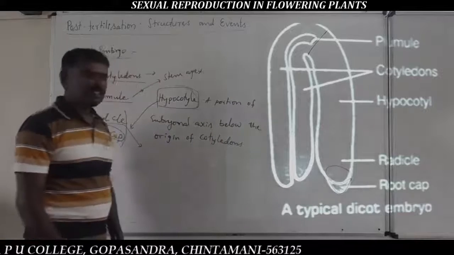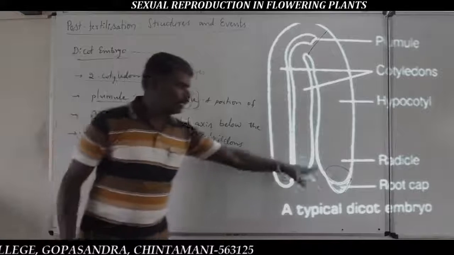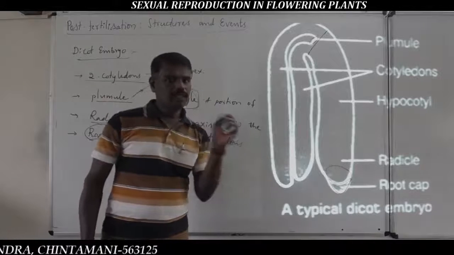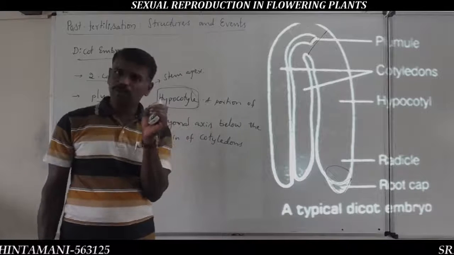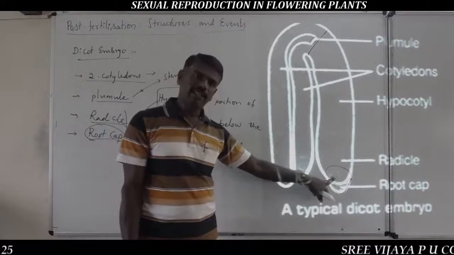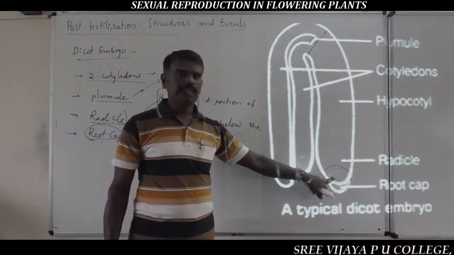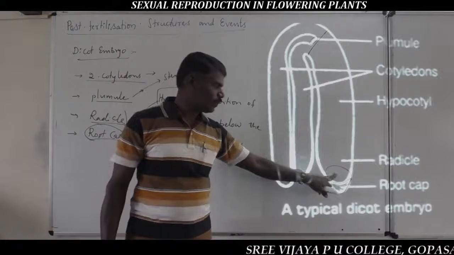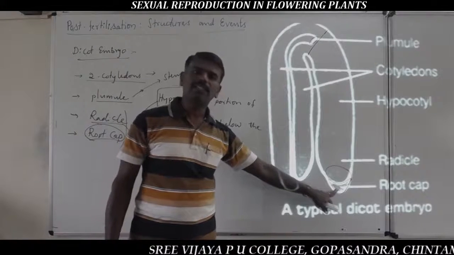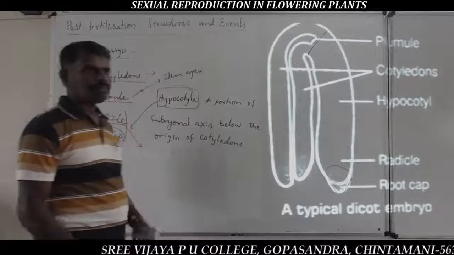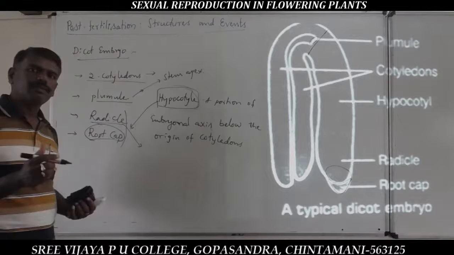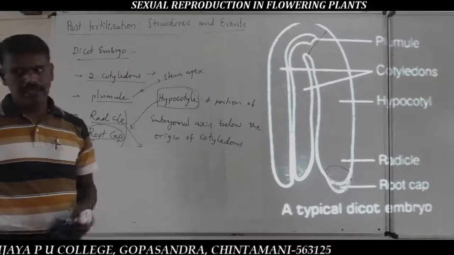While it covers the tip of the radicle, it protects the very meristematic cells present here, which are actively in cell division, as they are very sensitive. That's why this sensitive part is protected by the root cap. The root cap also helps the root to enter into the soil.